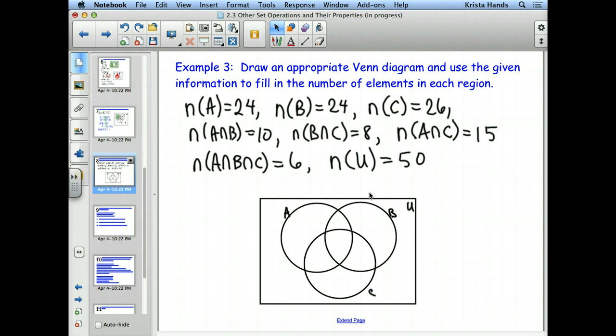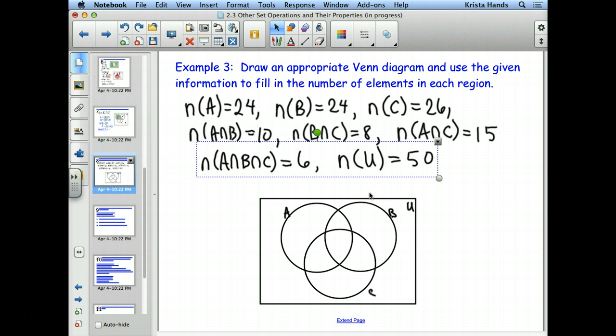However, when we get to the next piece of information, this is very useful. What is this one describing? Yeah, that's the very center. It's the point where all 3 of the circles intersect. That's only one location. That's a good piece of information to start with. So I'm going to start with this number 6 in the very center. So you're looking for whichever piece of information gives you the one location that you can fill in.